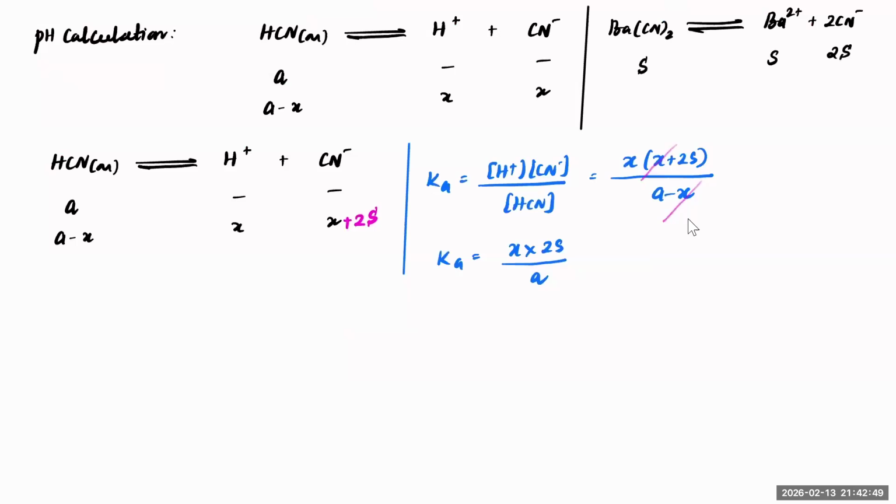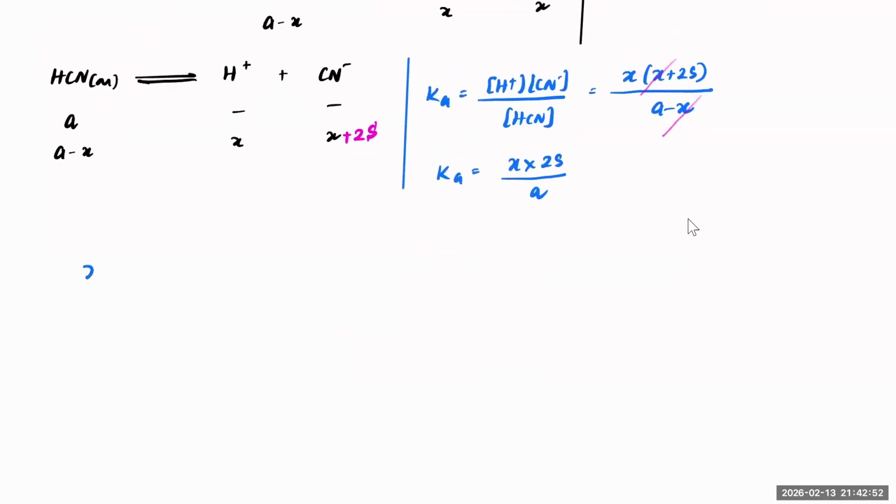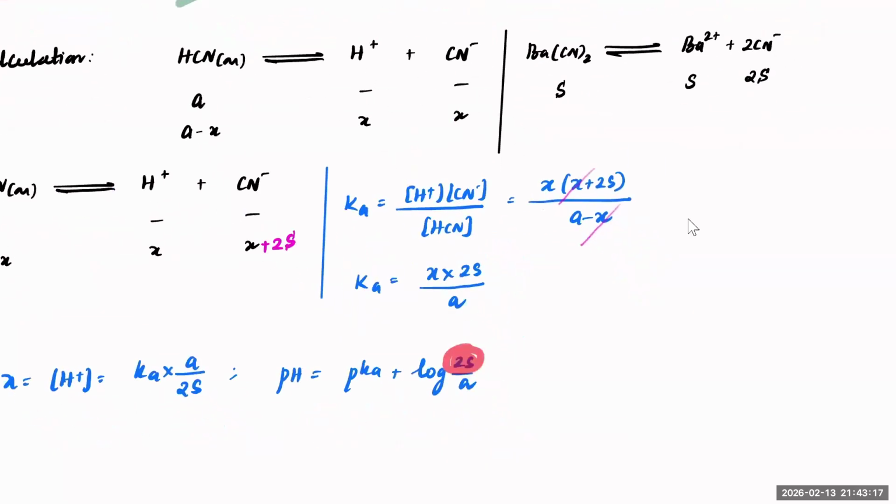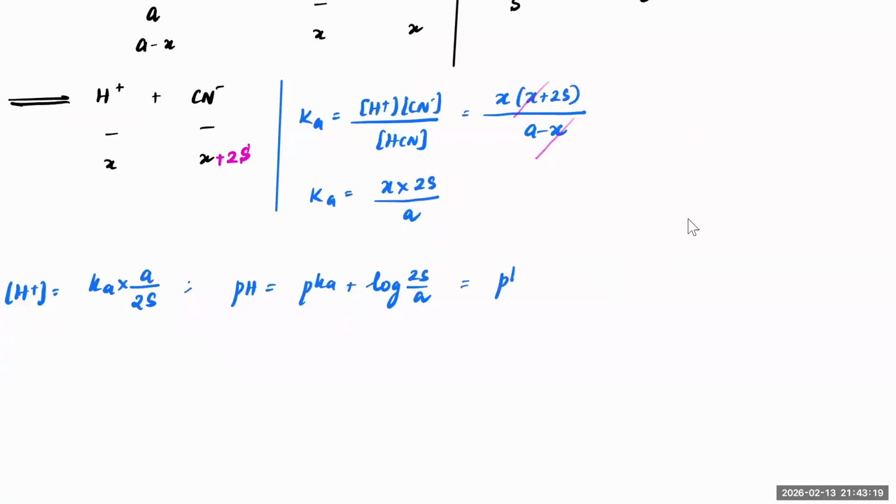Okay. So from here, X is what? X is H plus concentration. So H plus concentration is equal to Ka into A by 2S. Okay. So pH now can be written as pKa plus log of 2S by A. S being the concentration of the salt, but here what it should be is salt ion concentration. So therefore, the same formula can be written as a general formula as pH equals pKa plus log of salt ion concentration upon acid concentration.